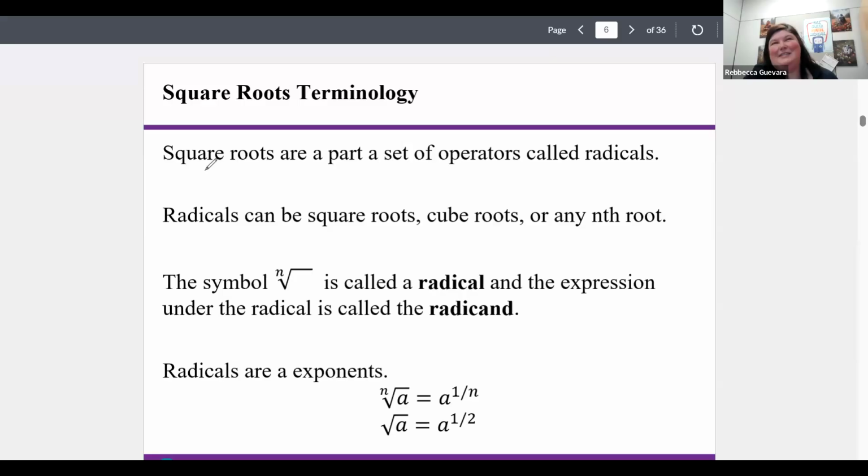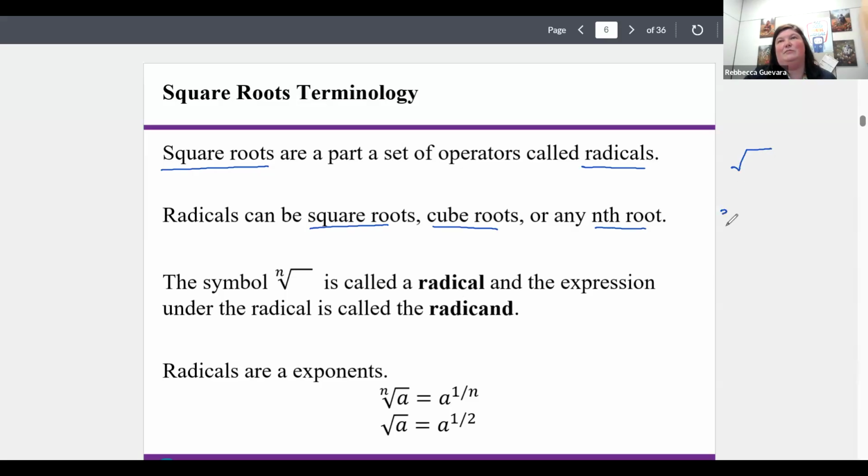Okay, so here's some terminology. I try not to say it, but it just kept rolling off the tongue. The square roots are part of a set of operators that we call radicals. Radicals can be square roots, cube roots, or any root. So an nth root could be a 4th root, a 5th root, a 6th root, a 7th root, it could be a 1,000th root. The symbol N, and then you see the little radical sign. This is called a radical. And the expression under the radical is called the radicand.